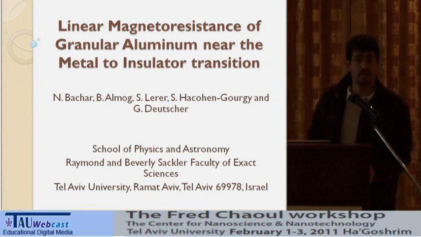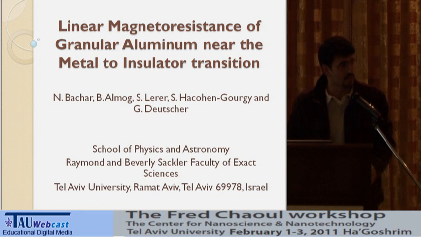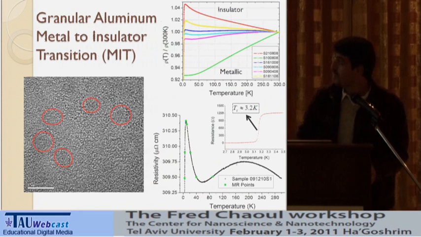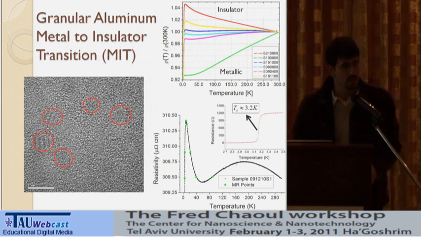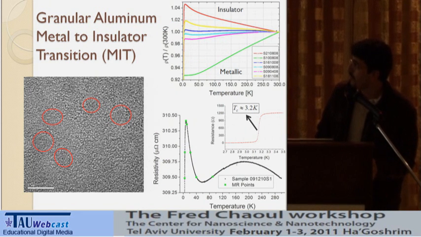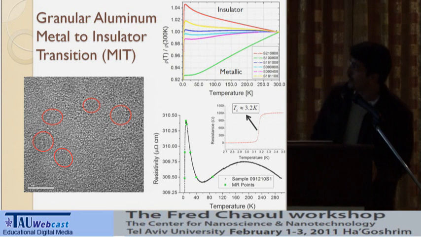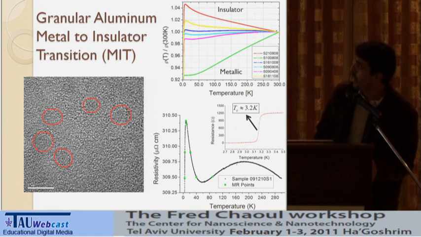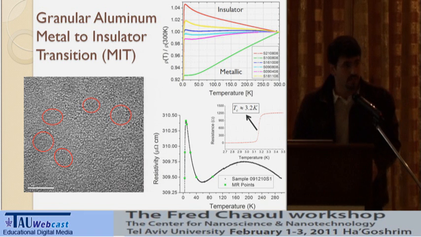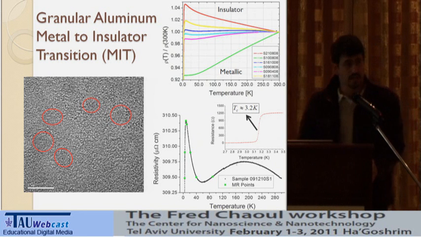I will briefly review our work on linear magnetoresistance of granular aluminum near the metal-to-insulator transition. Basically, granular aluminum is a superconductor. It forms from nanograins embedded in alumina, or aluminum oxide, material. By changing the doping level of the sample, we can get a metallic behavior or insulating behavior.